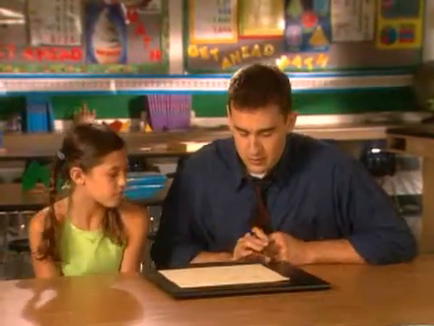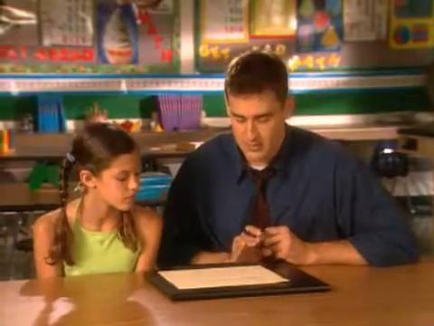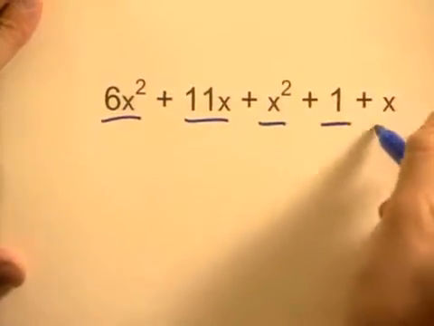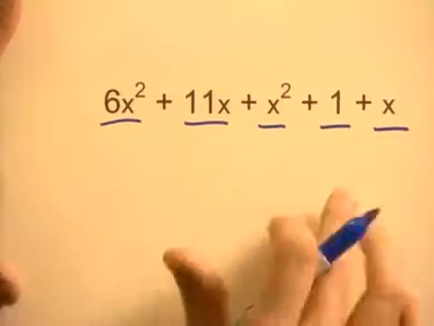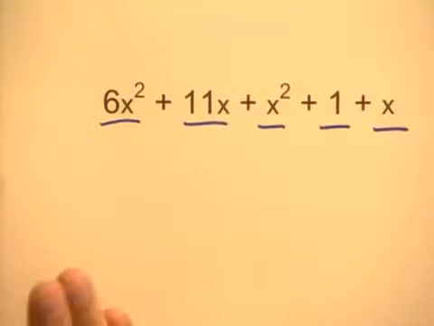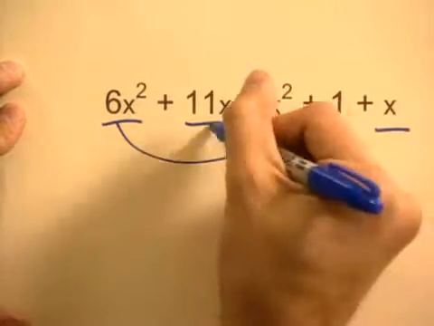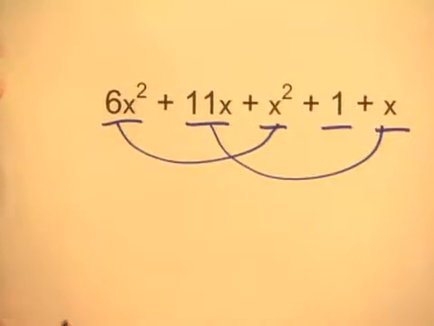Adding and subtracting polynomials. Adding like terms is what it comes down to. Here we have 5 terms, Hannah. Now, which terms are alike? Keeping in mind that like terms have the same variables to the same powers. Which one is like 6x squared? X squared. X squared. Which one is like 11x? X. X. And 1 is just by himself. He doesn't have anyone like him.